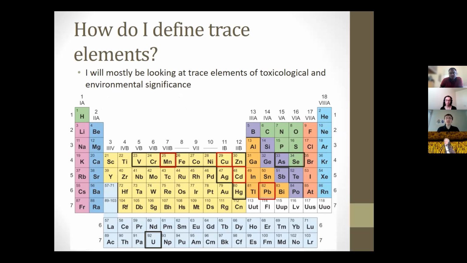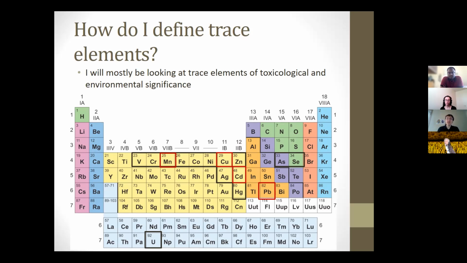I also want to define trace elements, and what I mean when I say trace elements. Obviously, trace elements are defined by their concentration in the Earth's crust, but I'm mostly going to be talking about trace elements of toxicological and environmental significance. Once upon a time, these were called heavy metals, and then people pointed out, hey, there's not necessarily anything heavy about vanadium. Also, arsenic and selenium aren't technically metals. So now I just call them trace elements as a kind of catch-all term. Some of my colleagues like potentially toxic trace elements. I just think that's too much to say.